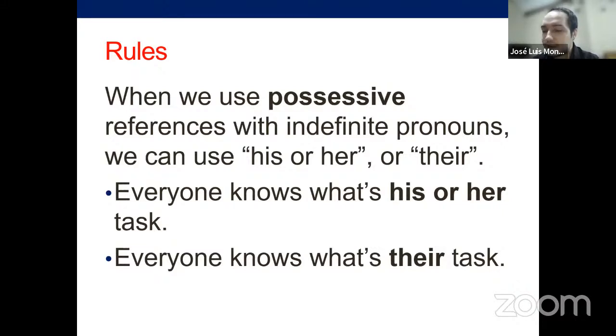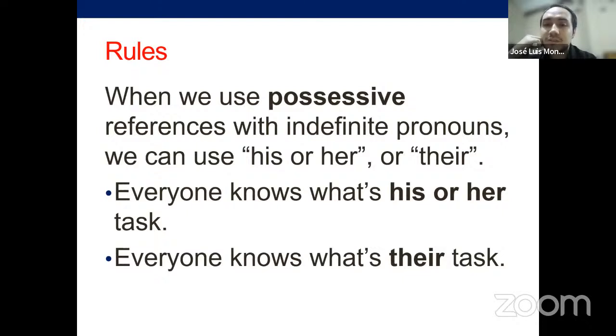When you mention something that is indefinite and you want to mention that again, sometimes it's better to use plural after that. Okay, so not only for everyone, you can say every person. Every person knows what's their task. All right, not his task, not her task. You can say his or her or their.